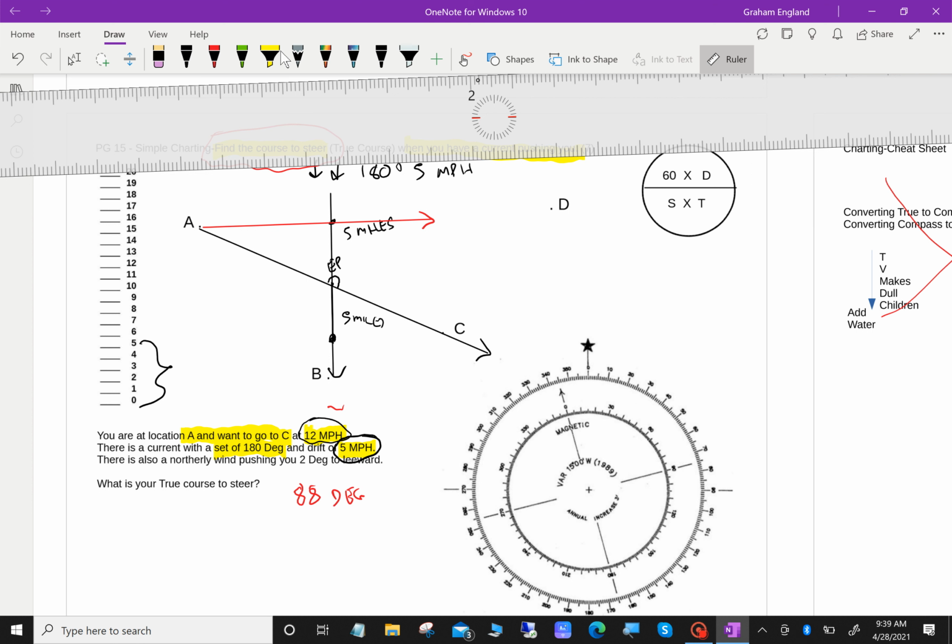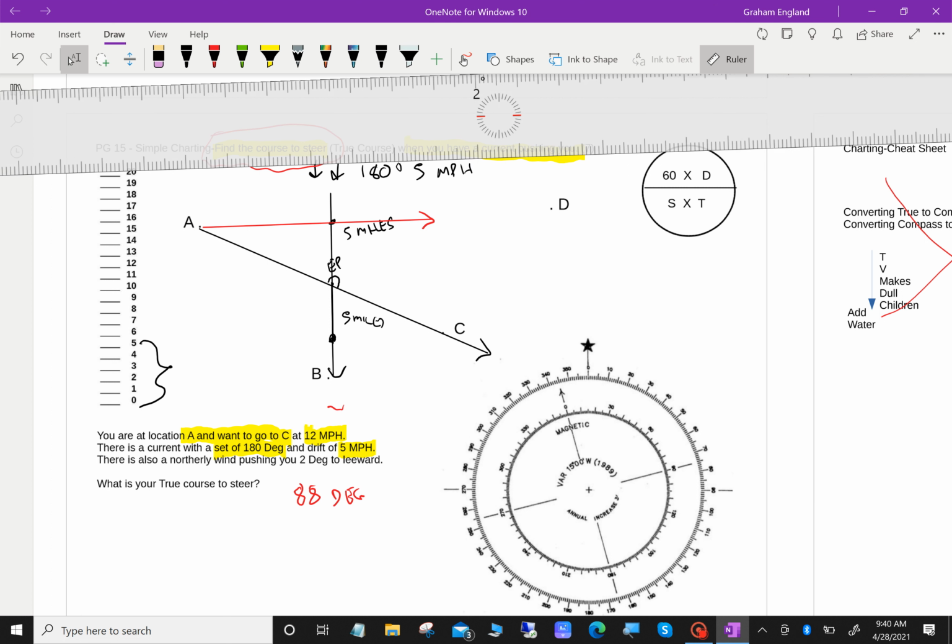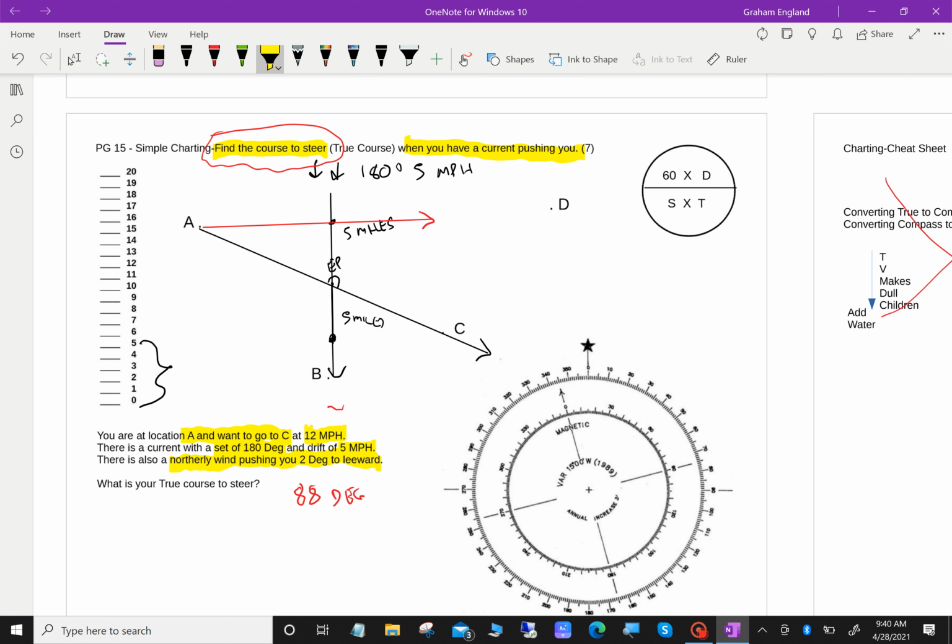But there's one more thing that it says in the question, and that is you also have a northerly wind pushing you 2 degrees. Now remember, if you think of wind, always think of westerly. A westerly wind is coming from the west going to the east. So a northerly wind is coming from the north, pushing us south. We don't have to know the wind strength, because they tell us that it's going to push us 2 degrees off course. Which way is it going to push us? It's going to push us this way, 2 degrees.